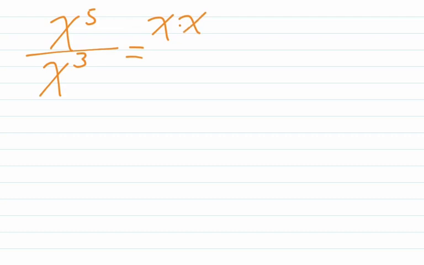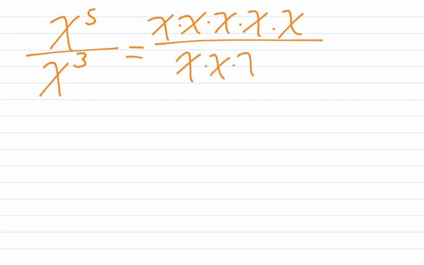So why does this make sense? We want our rules to make sense to us. So let's look at this. What if you had x to the fifth over x to the third? Well, let's engage the definition of an exponent. It tells you how many times it's used as a factor. So this is x multiplied by itself, and we have 5 x's, and then we have 3 x's.